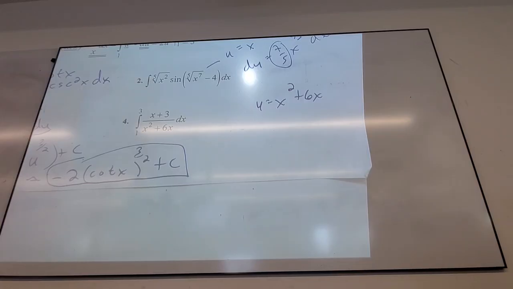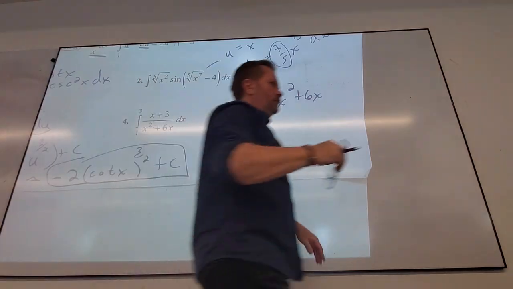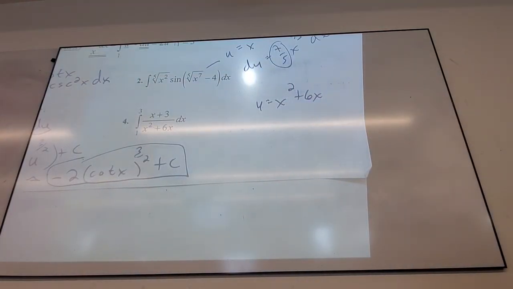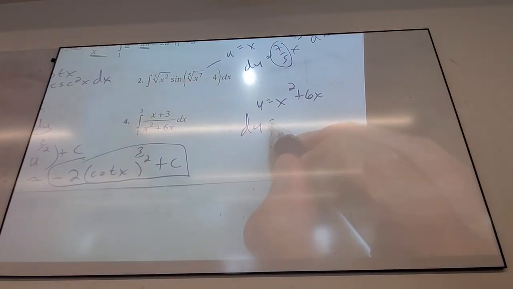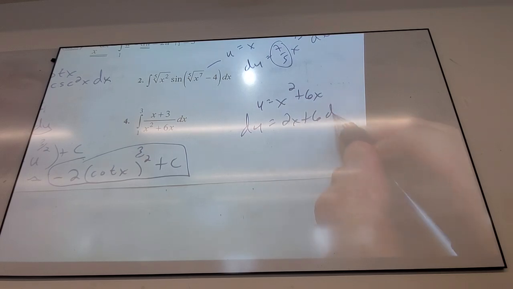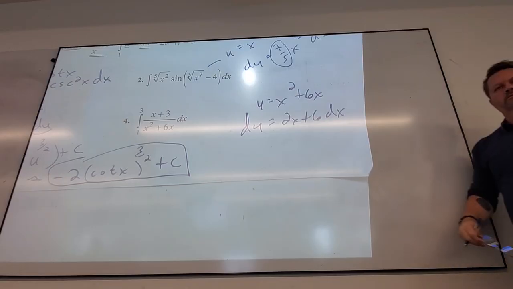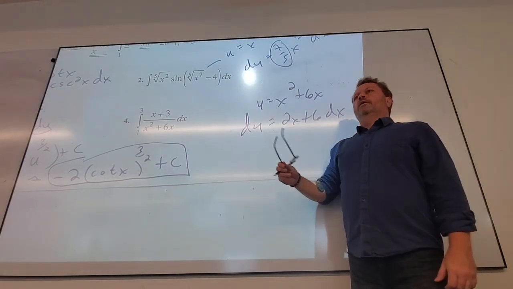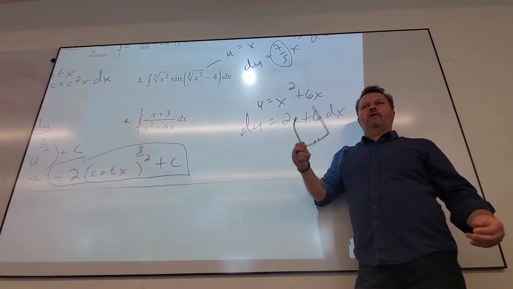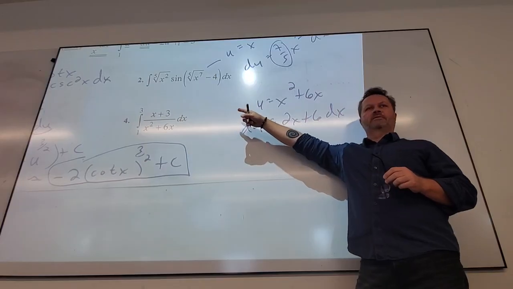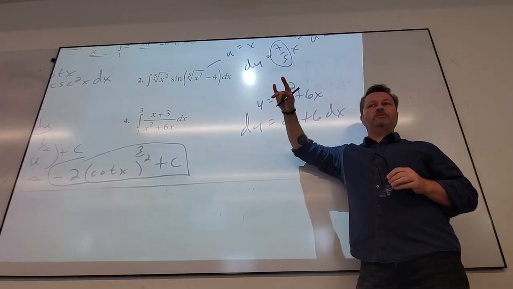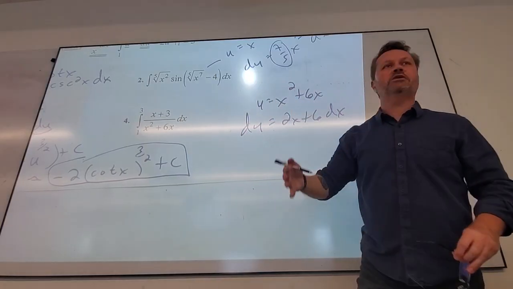Okay. So I picked a u because it's on the bottom. What's du? Now we're just checking to see if this might even work. 2x plus 6. 2x plus 6 dx. Is that what's in there? Is it off by a constant? A constant multiplier, yes, not off by an addition of a constant.